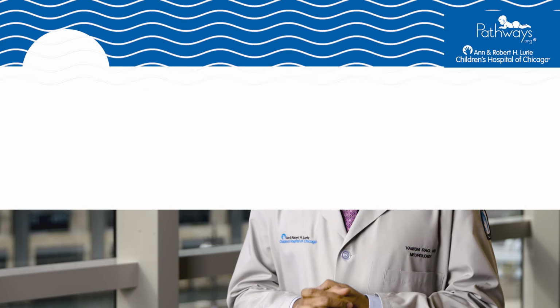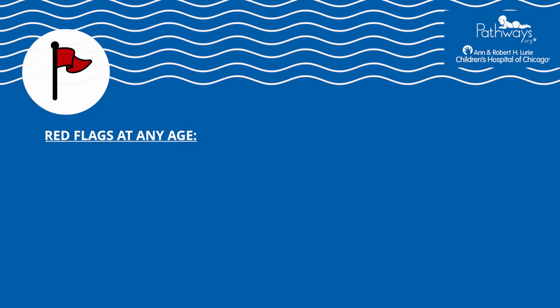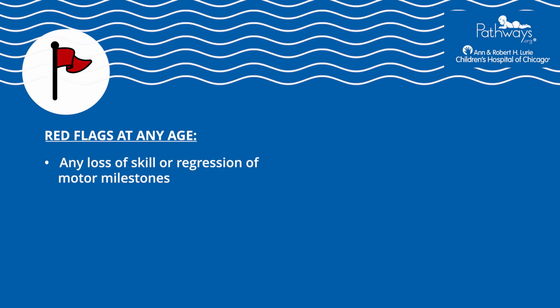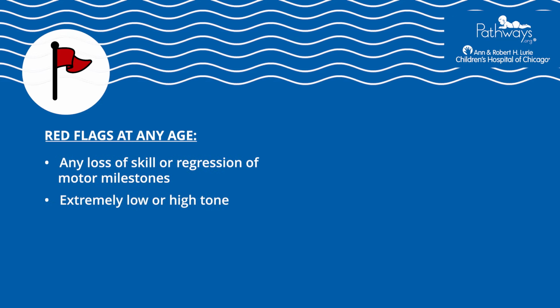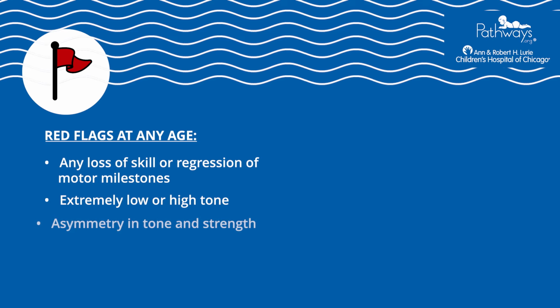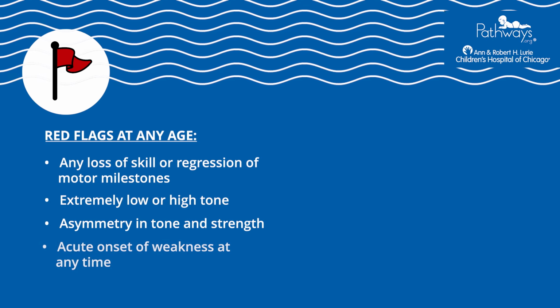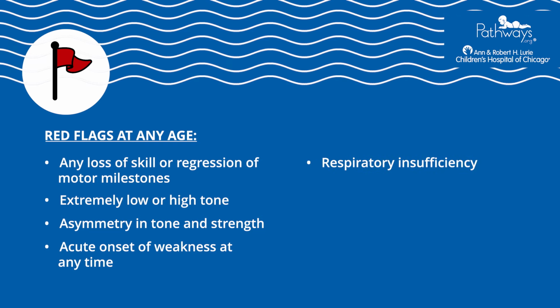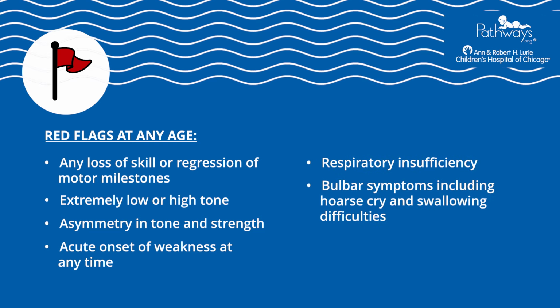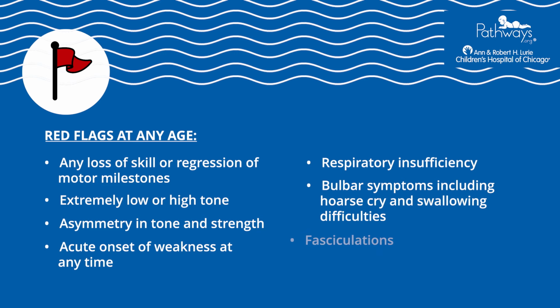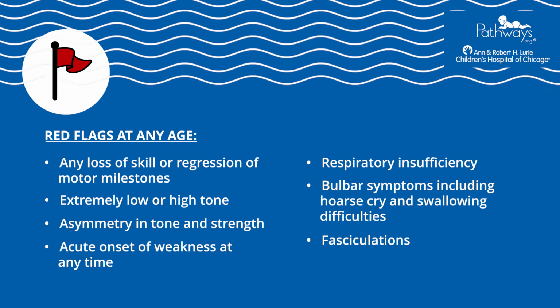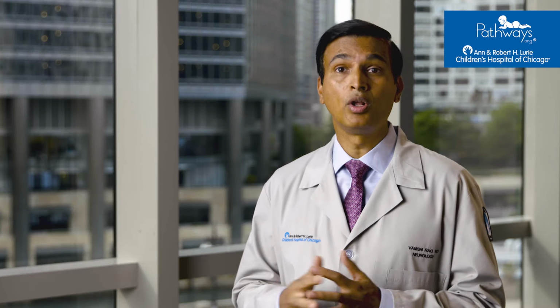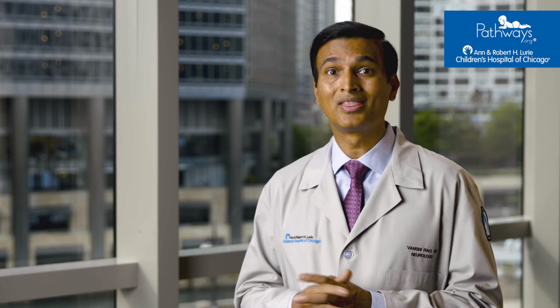The following are red flags to look out for at any age: any loss of skill or regression of motor milestones, extremely low or high tone, asymmetry in tone and strength, acute onset of weakness at any time, respiratory insufficiency, bulbar symptoms including hoarse cry and swallowing difficulties, and fasciculations. After each module, I will also share the red flags that are specific to that developmental age so that you can add them to your red flags watch list.